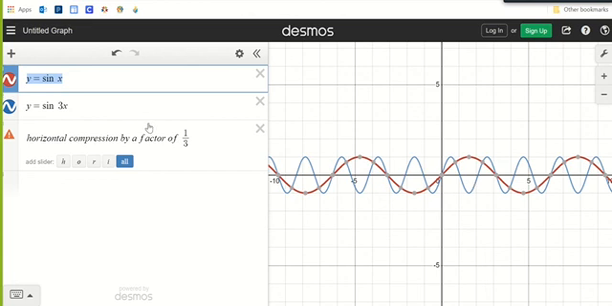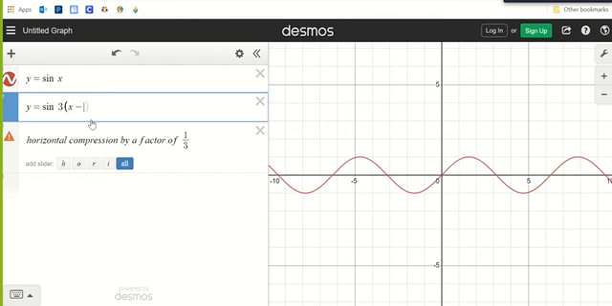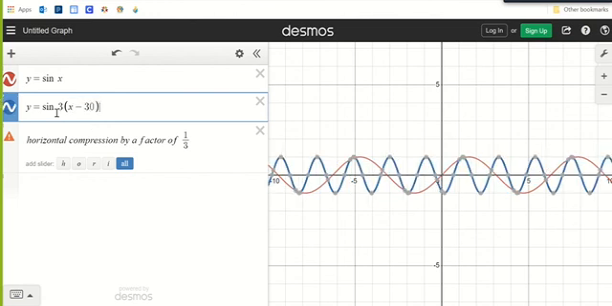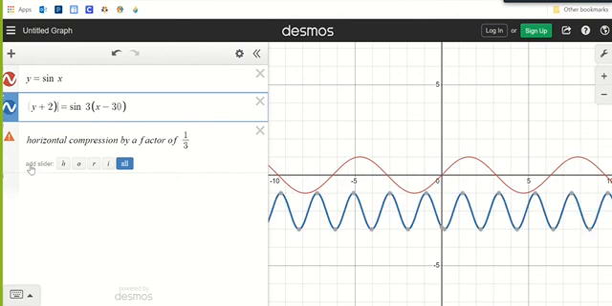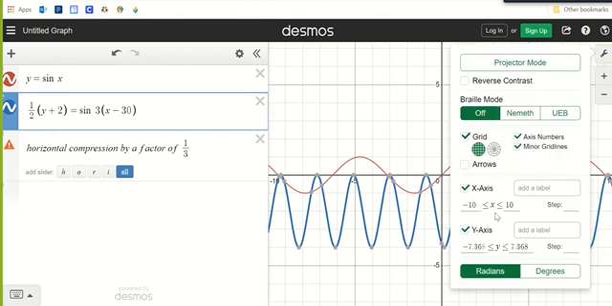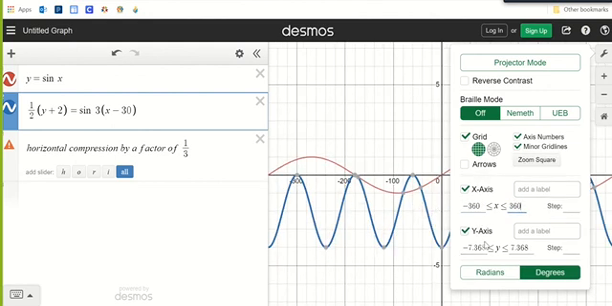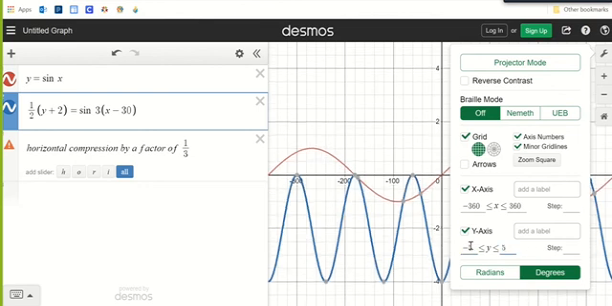Now let's put it all together. Let's pretend that you have this. Let's go with minus 30, and let's go with plus 2. I'm going to combine all 4 transformations together, and let's go 1/2. So you would do this. Let me change this to degrees real quick. Degrees, negative 360, positive 360, negative 5, positive 5.